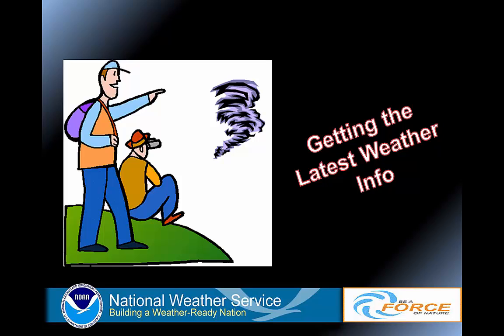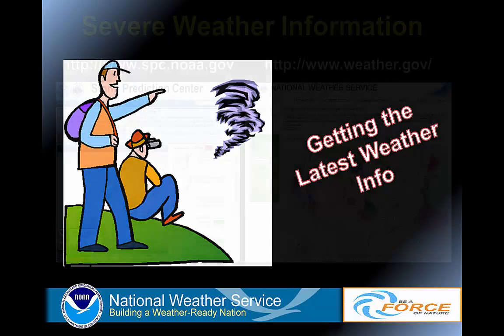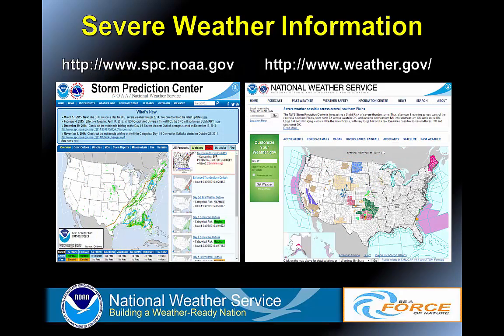I'd like to switch gears now and talk about great resources for the latest weather information. When it comes to severe weather information, a great source is the Storm Prediction Center. Its website is www.spc.noaa.gov. The Storm Prediction Center is located in Norman, Oklahoma, and they issue thunderstorm and severe thunderstorm outlooks in addition to severe thunderstorm and tornado watches.